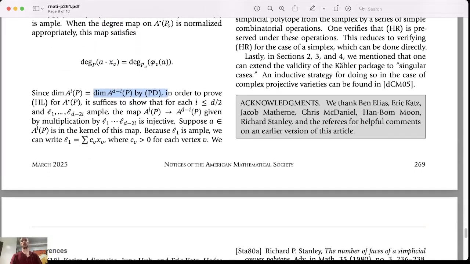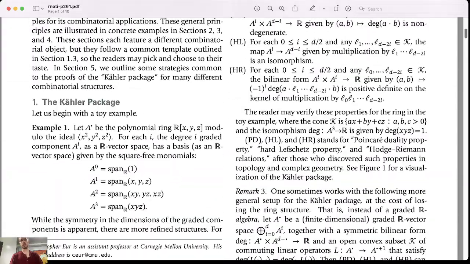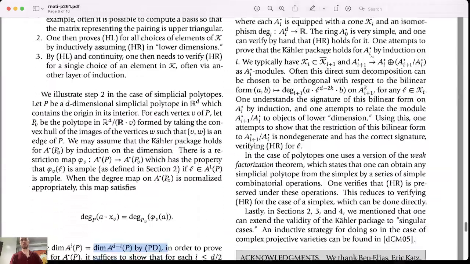Whatever, PD. What was PD? PD was the Poincaré duality property.